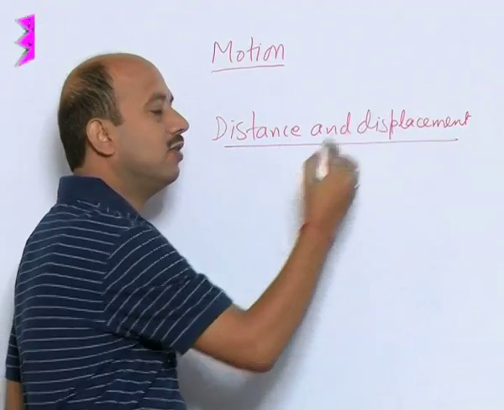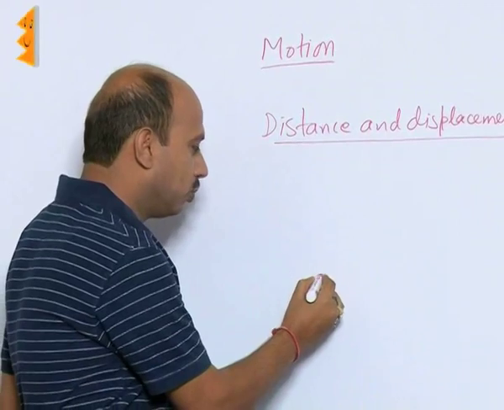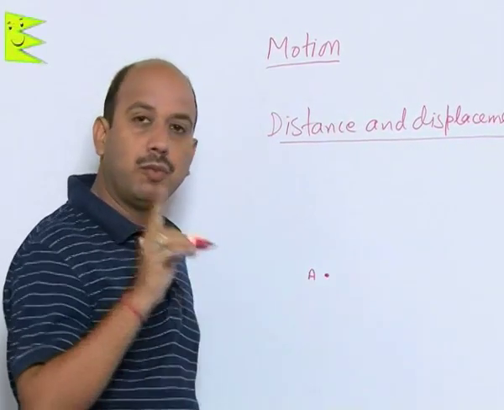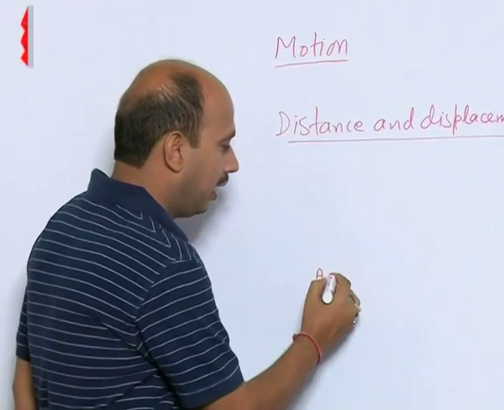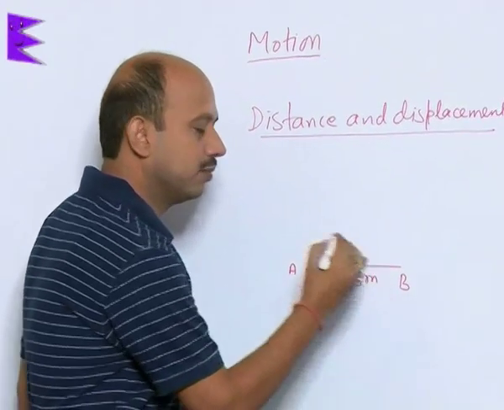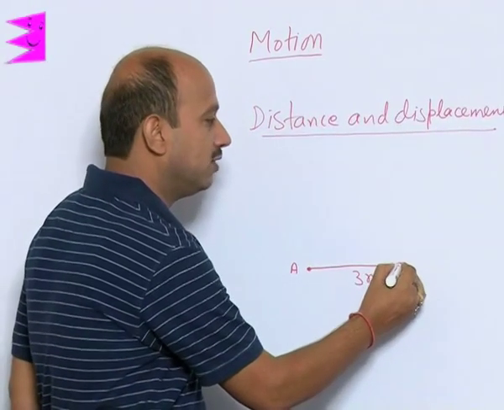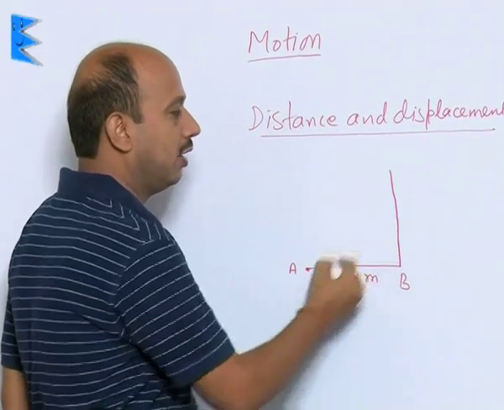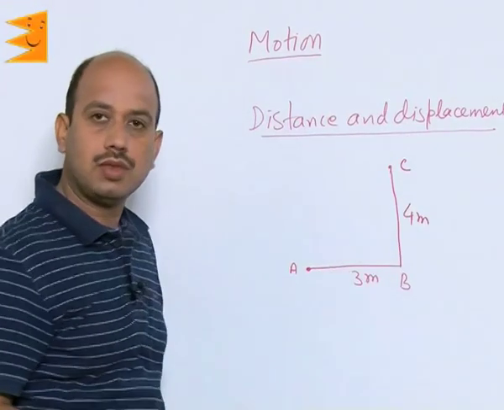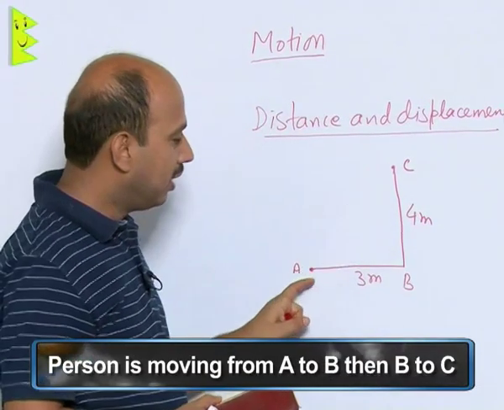See, you can understand distance and displacement. Suppose an object is at this point A, which I have taken as the starting point or the reference point, and the object goes from A to B, the distance is, suppose, 3 meter. Now, from B to C, the object takes a 90-degree turn and goes to the point C. This distance is 4 meter. The person is moving from A to B, then B to C. So, measure the length of the path.